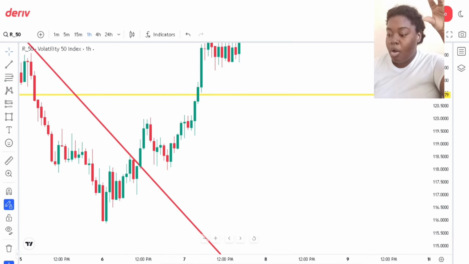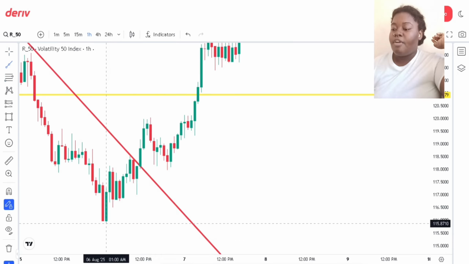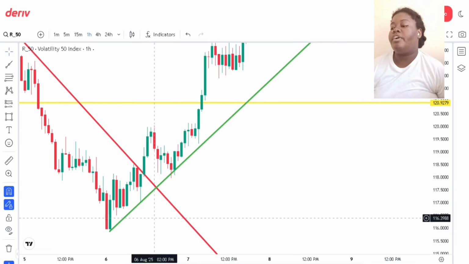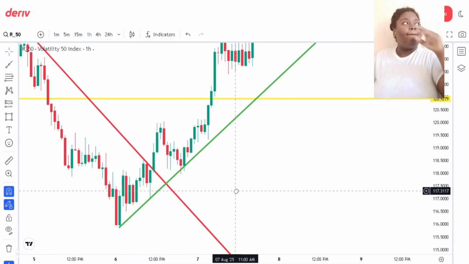All right, so now we can come in with our trend line from the first low and connect it to the second swing low. We don't work based off of only the first swing low.